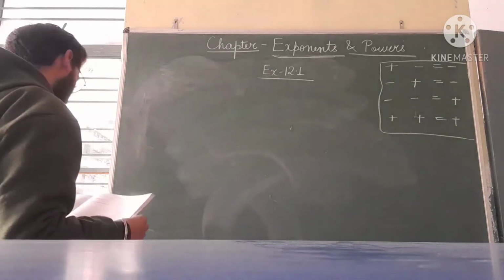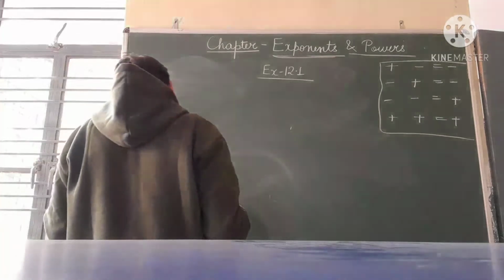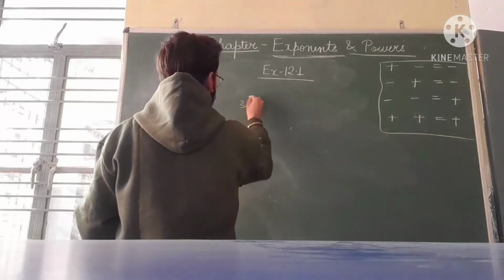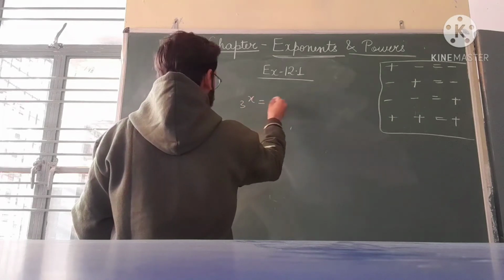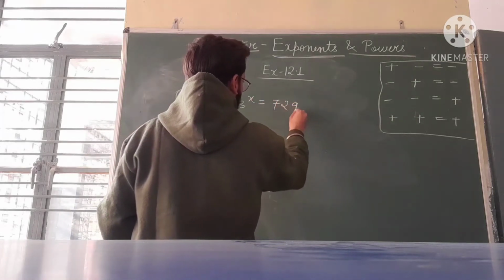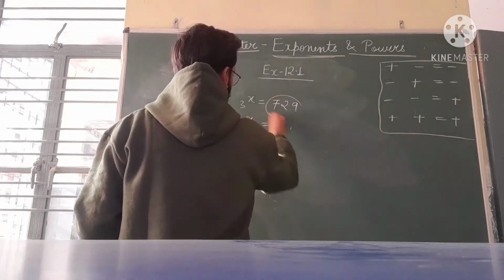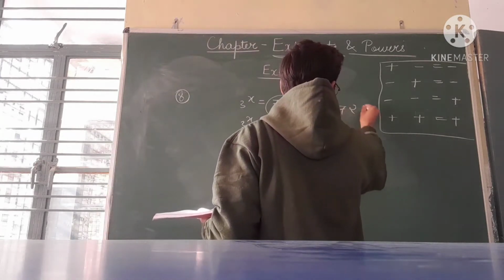This we have done. Compare the numbers. You can easily compare the numbers I have given you. Now see question number 8. 3 to the power x is equal to 7 to the power 39. Now we have to make it a power of 3 to 729. How? By taking the LCM.